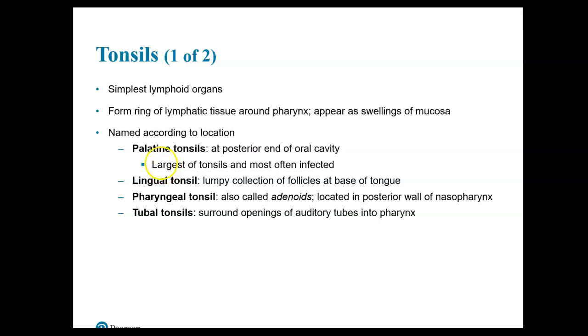The tonsils are named for their location. The palatine tonsils are at the posterior end of the oral cavity. In other words, if you open your mouth, you can see them. They're the largest of the tonsils and most often infected. Then we also have lingual tonsils at the base of our tongue. I'm going to move down to the bottom: tubal tonsils, which surround the openings of the auditory tubes into the pharynx, which means the auditory tubes are your ear tubes. And then the pharyngeal tonsils are also called the adenoids.